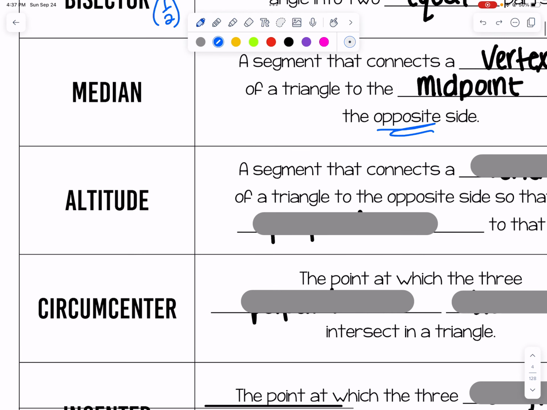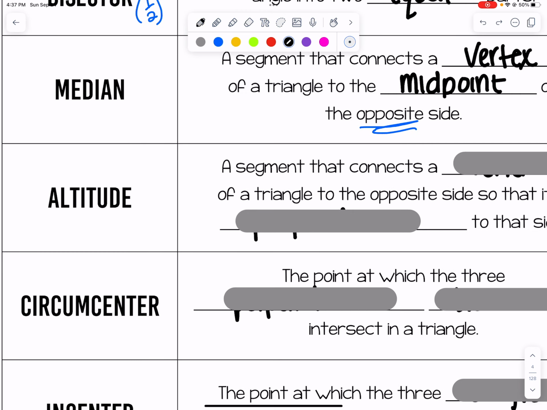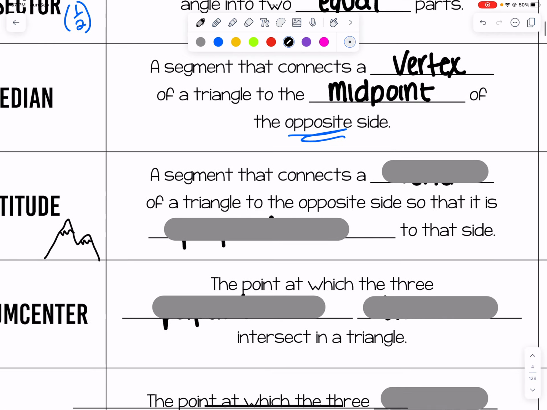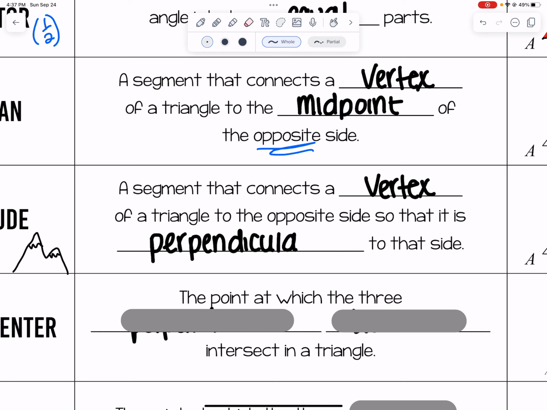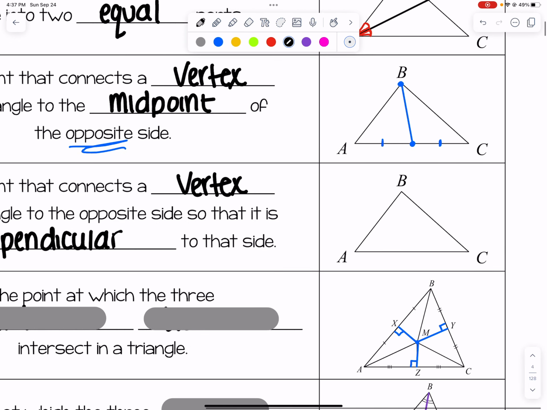Okay, next we have altitude. I always tend to remember altitude when we deal with mountains, right? If someone's climbed 5,000 feet, their altitude of the mountain is like 10,000 feet or whatever, because we're going from the highest point to the bottom. It's a measurement of highest point to the lowest point. So our definition is a segment that connects a vertex of a triangle to the opposite side so that it is perpendicular to that side. I forgot to add R here, my bad. Okay, it does not mean that it needs to be splitting it in half in any way.